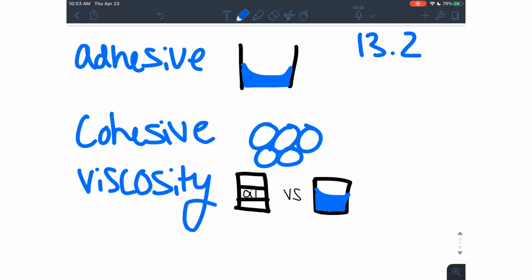The next term we have is viscosity. Viscosity is the internal friction of fluids, which is basically how thick a fluid is. So oil has a greater viscosity than water does.